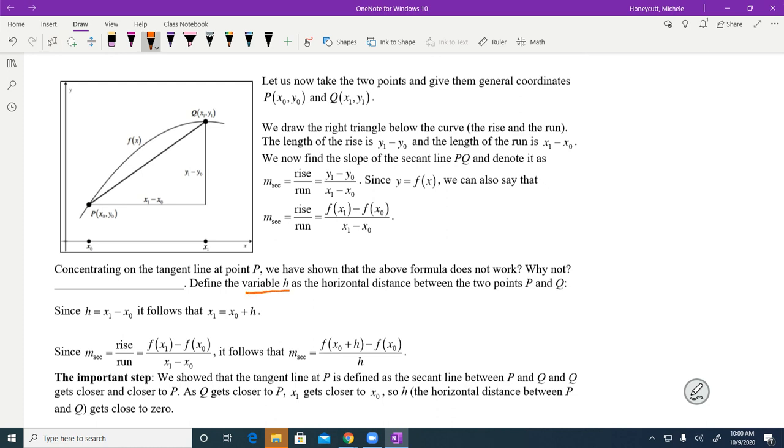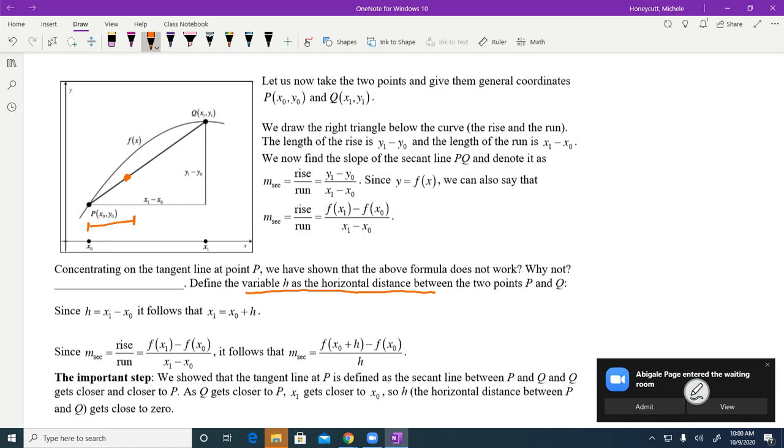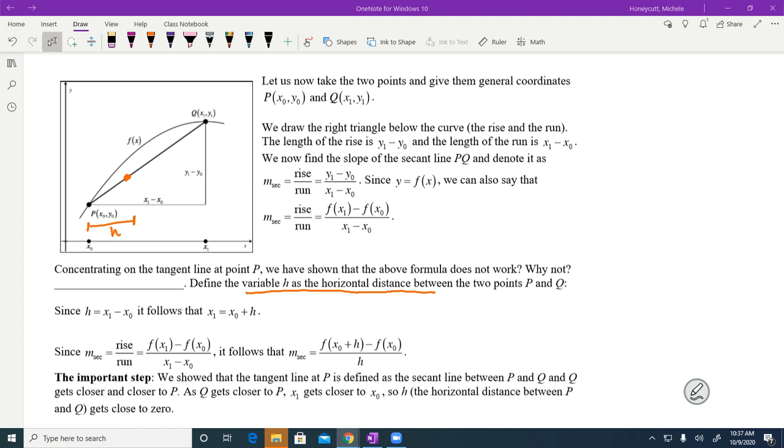So, instead, we're going to define the variable h as a horizontal distance between 2 points P and Q. So, it could be any point. So, let's say I have this point right here. And h is the distance between them. And if h is the distance between x and this random point, then I can label the coordinates of this point x0 plus h for the x part. And to get the y, I would just do f of whatever that value is, f of x0 plus h.